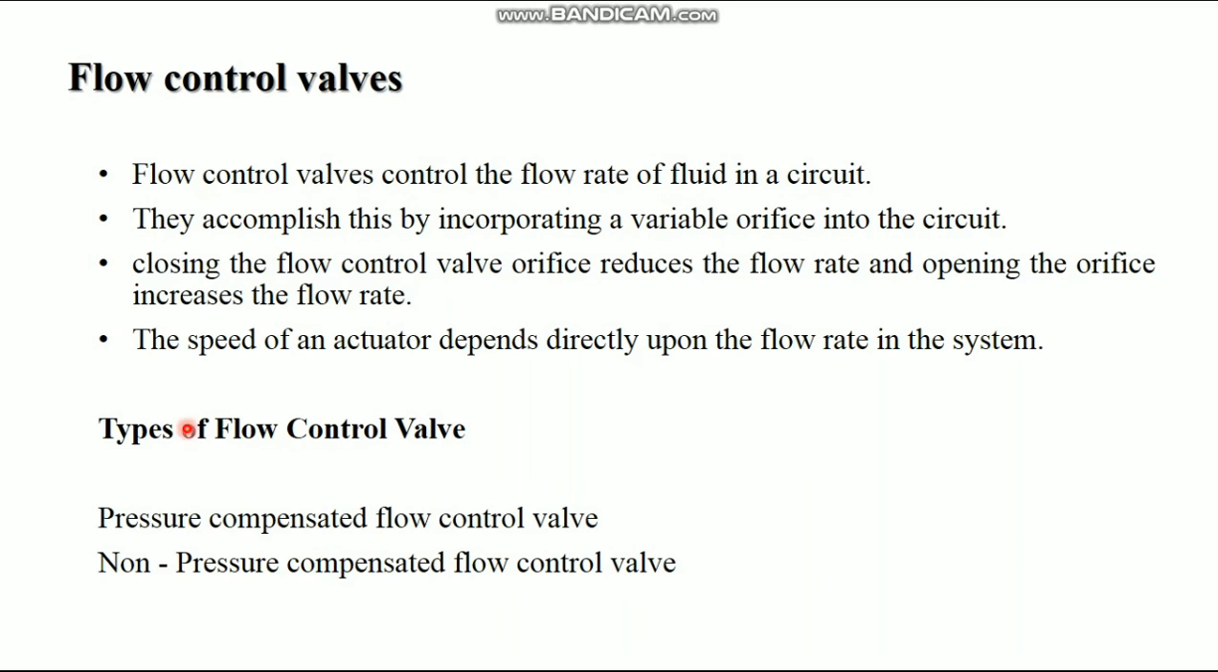The types of flow control valves are divided into two types: pressure compensated FCV and non-pressure compensated FCV. A pressure compensated FCV controls the flow and also compensates for the pressure of the system. A non-pressure compensated flow control valve controls the flow rate only.